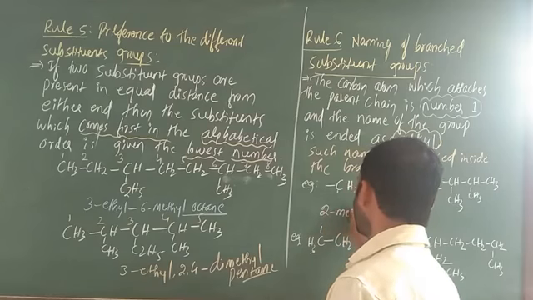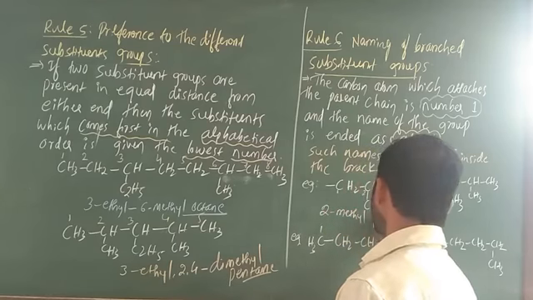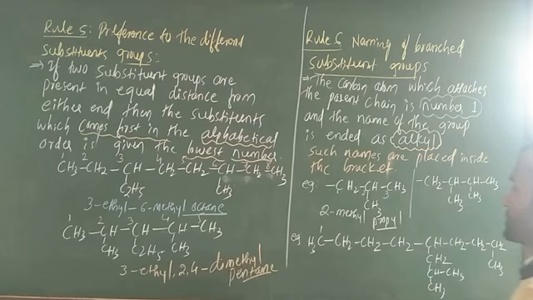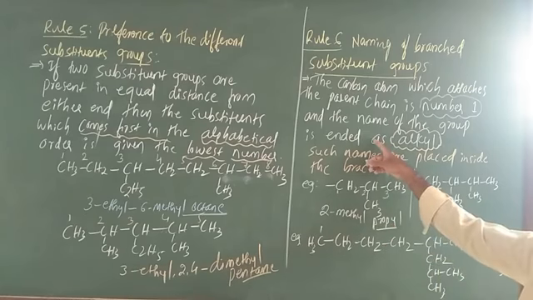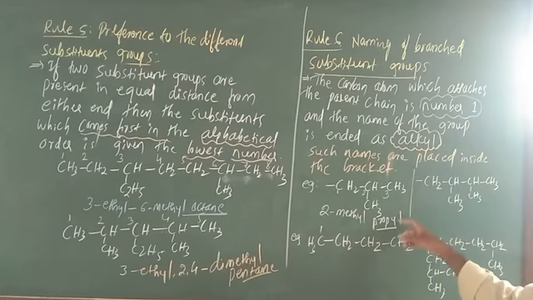2 methyl propyl is the IUPAC nomenclature. Next, see here. Because in this case, why are you going to write propyl? Because the ending group indicates alkyl.